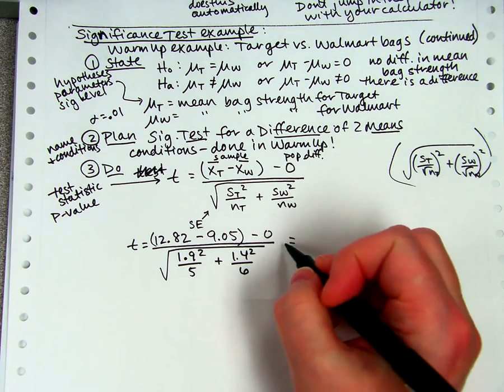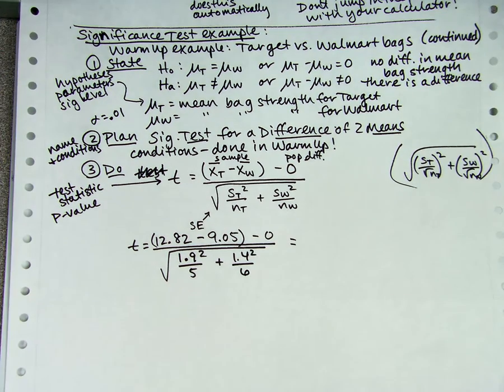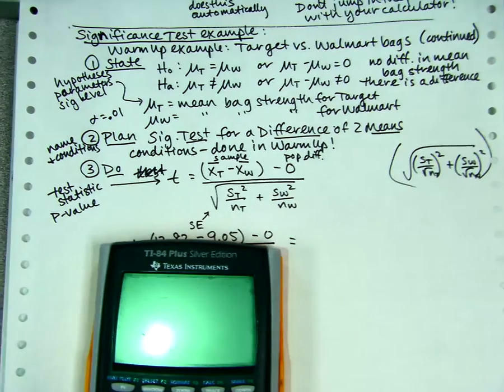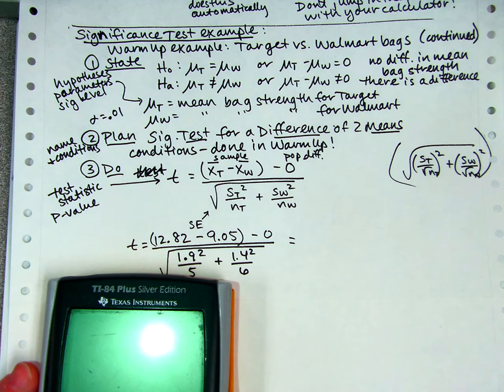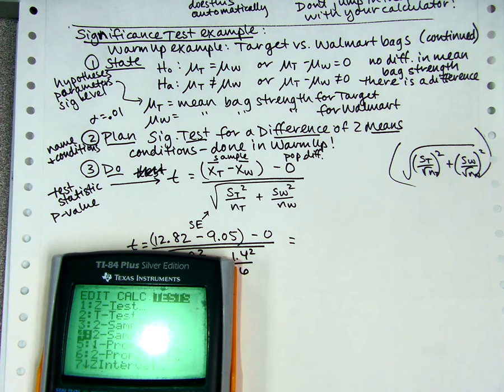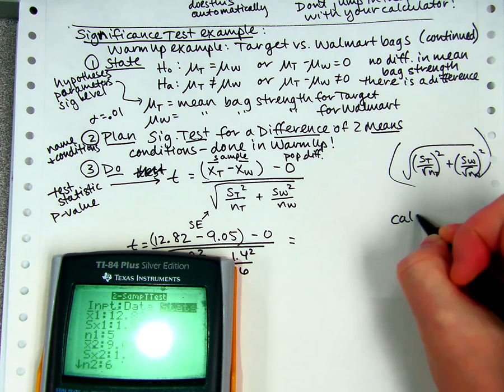So when I take all of this, you could type it all in your calculator if you want, or you could pick up your calculator and do the shortcut, which is my preferred way. I prefer to write this out and then do the shortcut. So stat and tests, and this is a 2-sample t-test, number 4. 2-sample t-test.